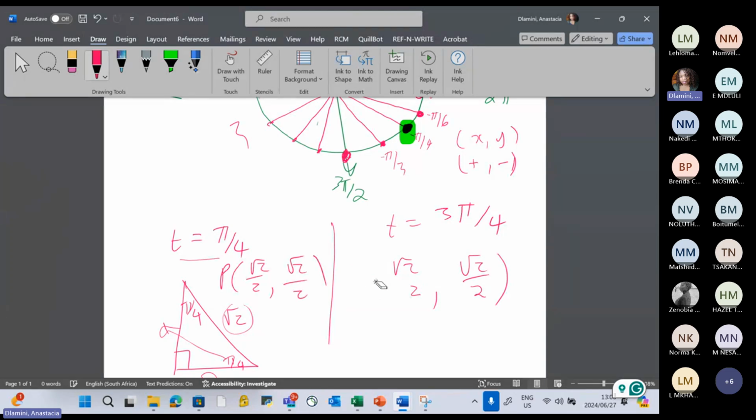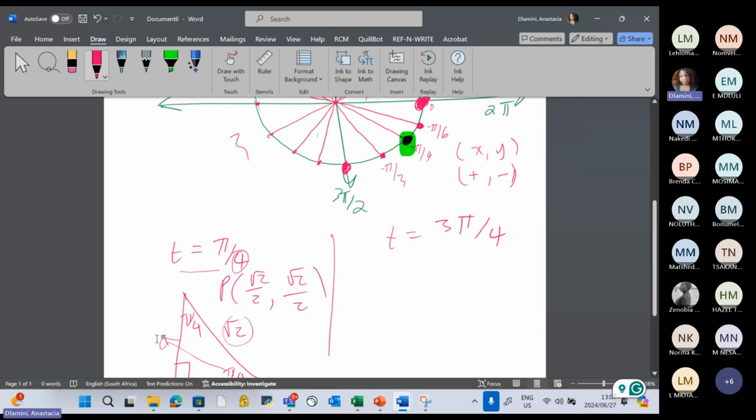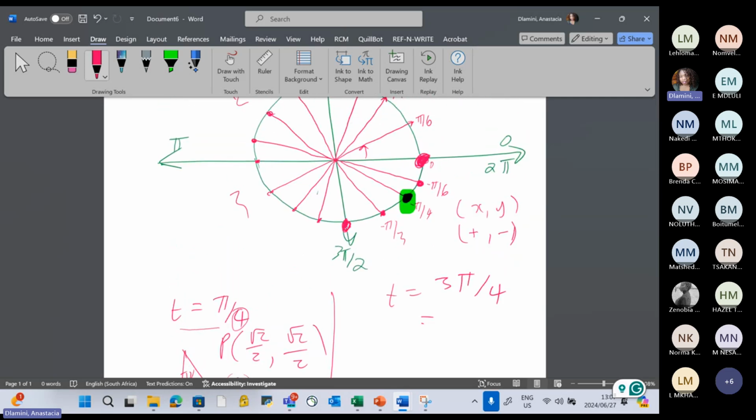Are we together there? Yes, ma'am. So now for 3 pi over 4, these terminal points will be the same except for the sign. How do we determine the sign? Look at this. 3 pi over 4 is the same as 3 times pi over 4. Am I right? Yes, ma'am. So I have to move how many pi over 4s? 3. Thank you.